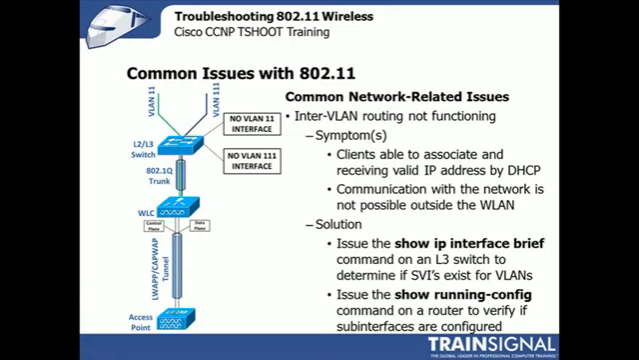Remember, that's the requirement. You have to have a VLAN interface configured on the switch, which is the switch virtual interface, or layer 3 interface representing that VLAN on the switch, in order for there to be inter-VLAN routing. Or you use the show running-config command on a router to verify if the subinterfaces are configured, if the VLAN IDs are correct, and the encapsulation is correct.